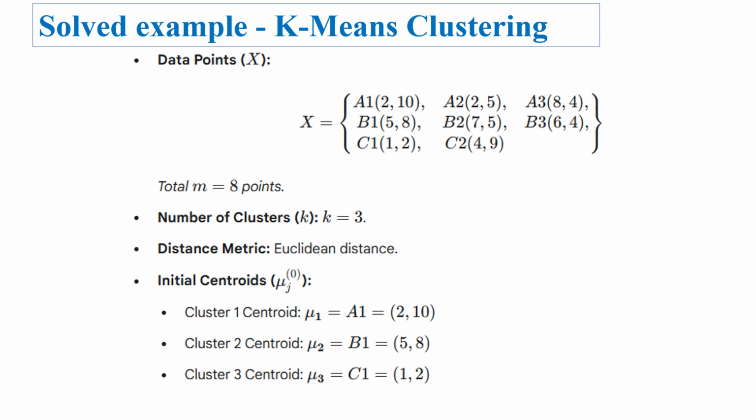So we have been given 8 data points. The 8 data points are mentioned over here. Here we are going to take the number of clusters as 3. Then for the distance calculation, we are going to use the Euclidean distance. For the initial centroids, for cluster A we are going to take A1, for B cluster B1, for C cluster C1. So these are the initial centroids we are going to take.